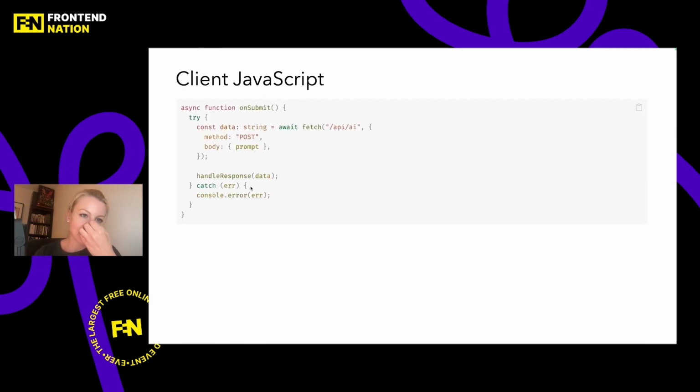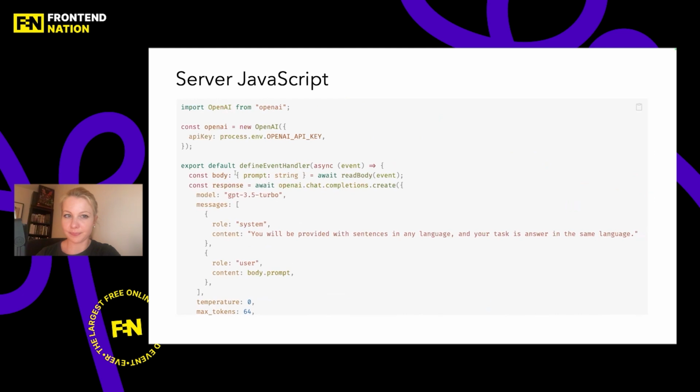I jumped over one slide just for the sake of time, but we want to take a look at the client JavaScript. Whenever the user submits the form with the input field, we are making a fetch request to our own backend for an API, and we are basically sending the prompt as a payload in this POST request, and then we are handling the response.